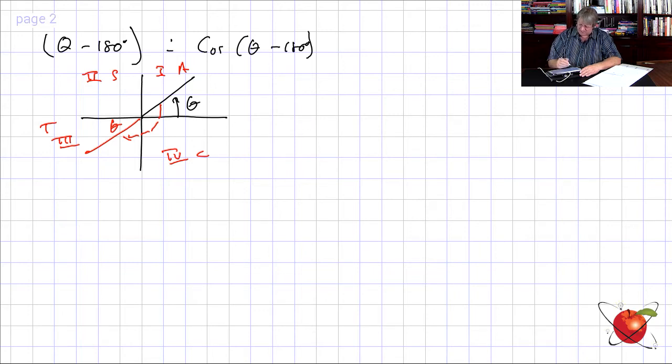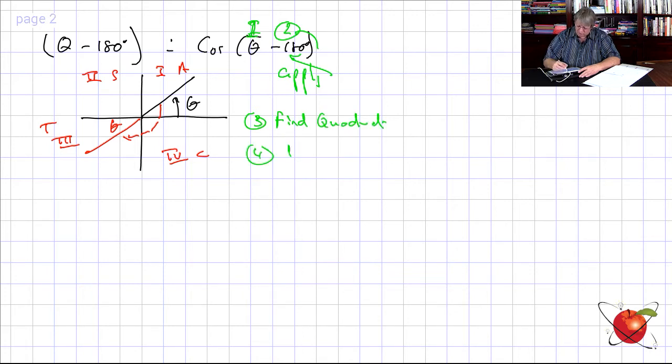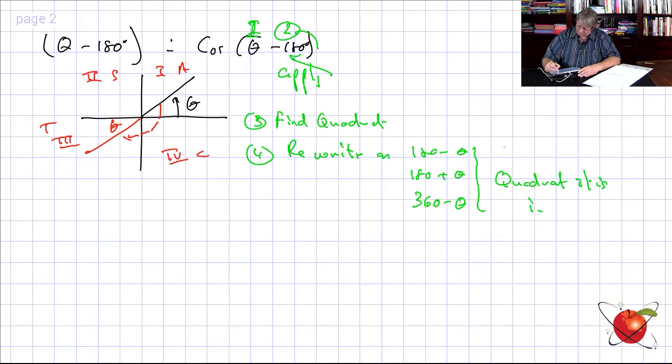But now how do I get to that? And this is the step to go through. First of all, there's my angle. Let me put these in green. Step 1 is find the angle. Step 2 is apply whatever they tell you to do to it. Your angle is 99% of the time going to be in the first quadrant. Then subtract or add 180 degrees. Step 3 is find the quadrant. Step 4, rewrite as 180 minus theta, 180 plus theta, or 360 minus theta, depending upon which quadrant it is in.